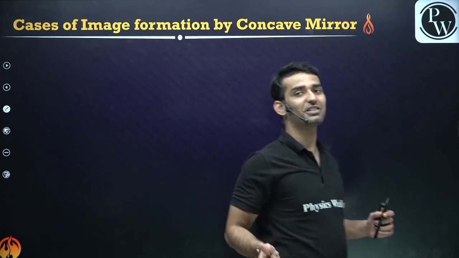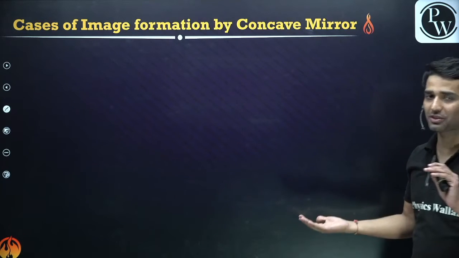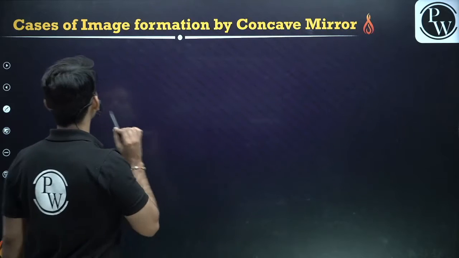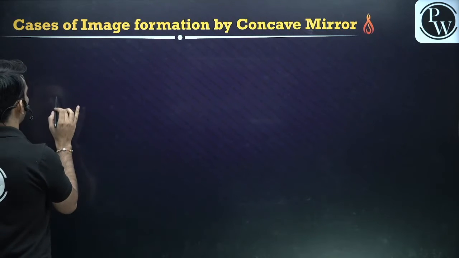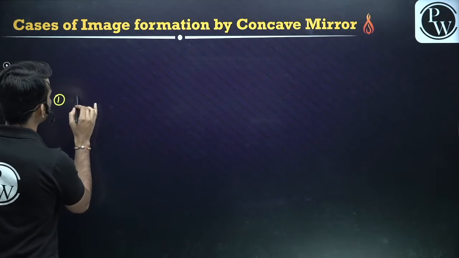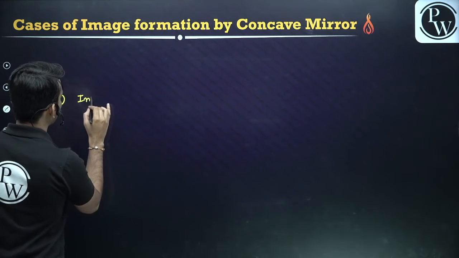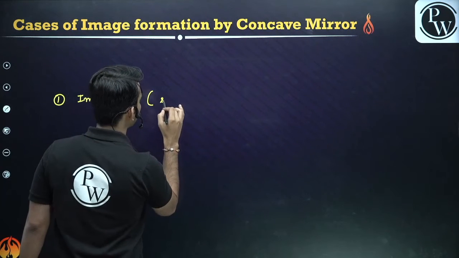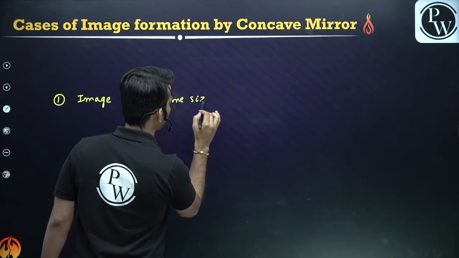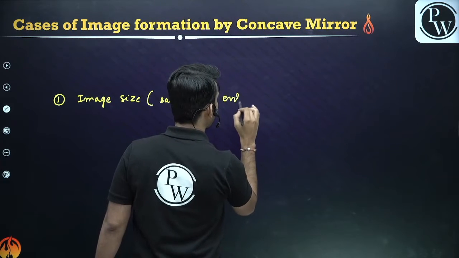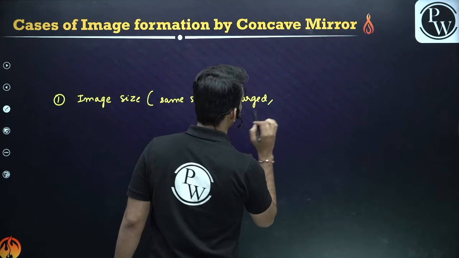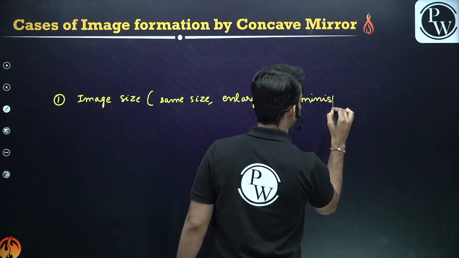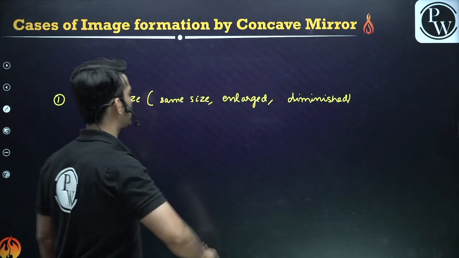The main part of this chapter is about to start. Cases of image formation by concave mirror. So guys, before starting with the cases, let me tell you three terms. First, for every image, we will be considering the image size. How is the image? Whether it is the same size, right? Image can be of the same size. Image can be enlarged, larger than the object, or image can be diminished, smaller than the object. So for every case, we have to consider these terms.